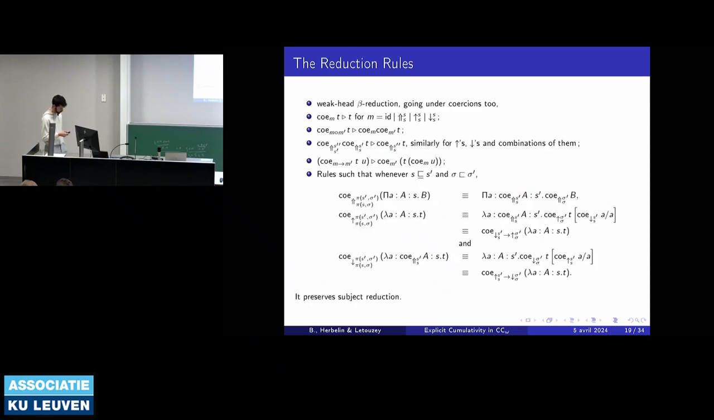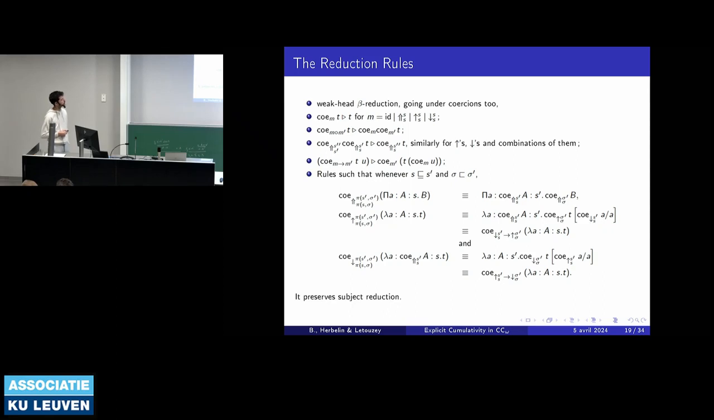Okay, so the reduction rules. The beta reduction is weak head. It goes also under coercions. Here it's the reduction from a trivial mark, so the coercion is just erased. This isn't well typed, but for technical reasons it's still here. Maybe it will disappear.